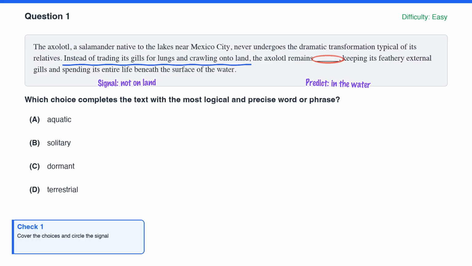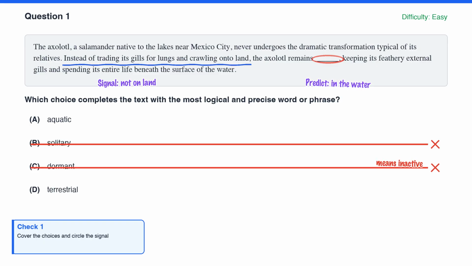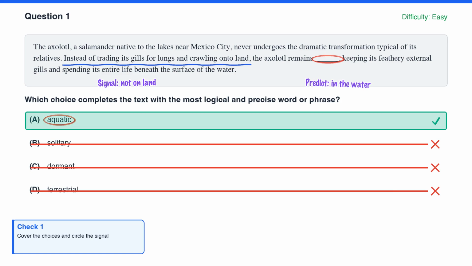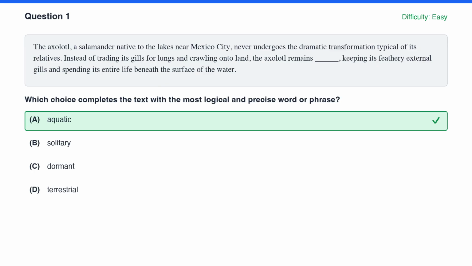Now the choices. B. Solitary describes whether an animal lives alone, not where it lives. Off topic, so cross it out. C. Dormant means inactive, but the axolotl is living its whole busy life underwater, not lying still. That one's gone. D. Terrestrial means land-dwelling, the exact opposite of beneath the surface, so strike it. A. Aquatic renames our prediction word for word. We keep A. Aquatic is the answer the definition handed us, living entirely in the water. Notice we never opened a dictionary. The sentence defined the word for us.